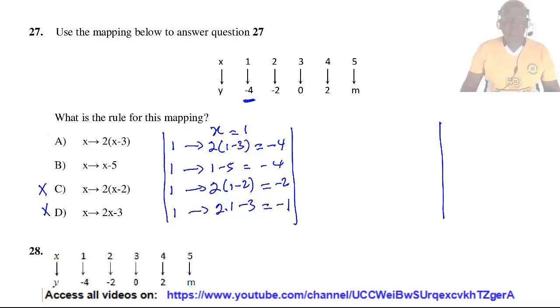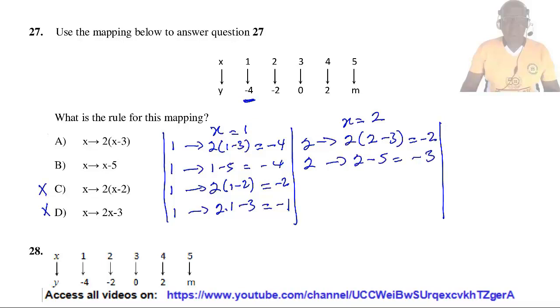Now, S equals 2. 2 will map into 2 minus 3. 2 minus 3 is minus 1, so minus 2. For B, 2 will map into 2 minus 5, which equals minus 3. But since 2 maps into minus 2, A is right and B is wrong. So the right mapping is S maps into 2 times brackets S minus 3, which is A.